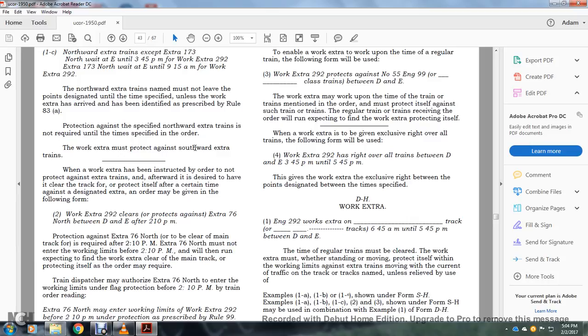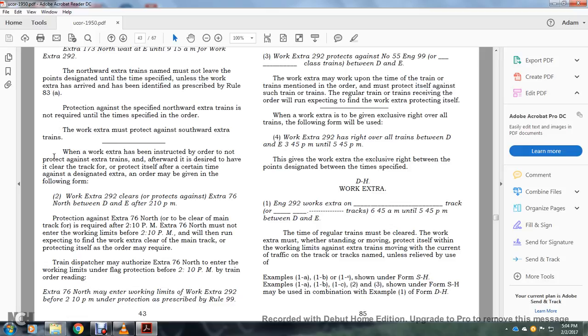The work extra must protect against the southward extra train. When the work extra has been instructed in the order, the protecting extra train afterward is desired to have the work extra clear of the track or protect itself in a certain time against the designated extra. Order may be given in the following form: Work extra 292 clears or protects against extra 76 north between D and E after 2:10 p.m.